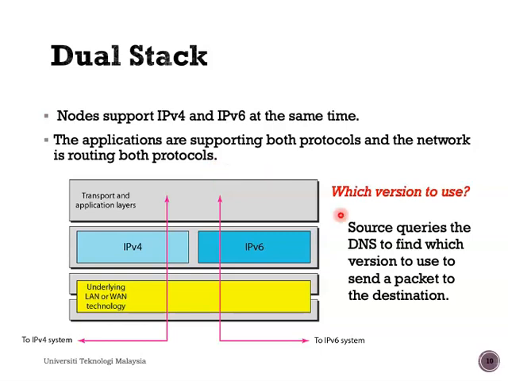Okay, so to determine which version to use when sending a packet to a destination, the source will send a query to the DNS to find which version to use. So the decision is based on the DNS. If the DNS returns an IPv4 address, then the source will send an IPv4 packet. And if the DNS returns an IPv6 address, the source will send an IPv6 packet. And the node here needs to have the ability to send and receive both IPv4 and IPv6 datagrams.